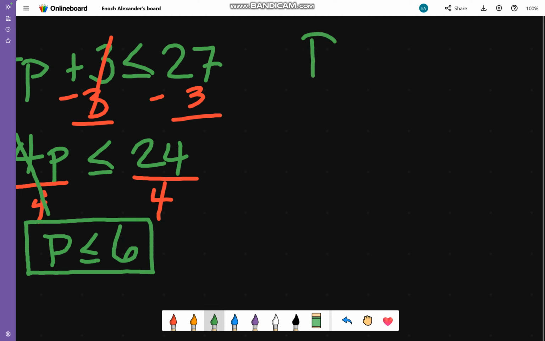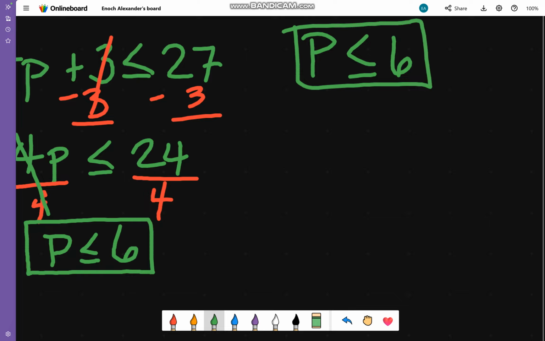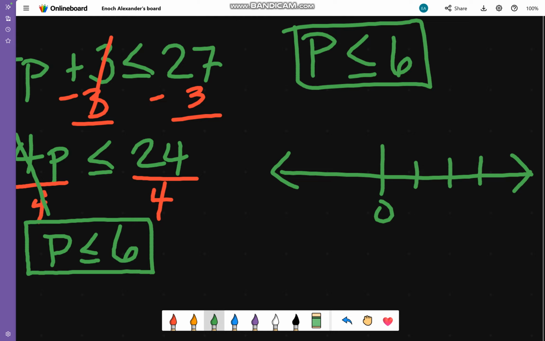So let's rewrite that to remind us: p is less than or equal to 6. We'll make a number line. Put 0 in the middle. We'll just go in intervals of 2: 2, 4, 6. And then on the other side, we'll do -2, -4, and of course -6 here. All right, so we have 2, 4, and 6.